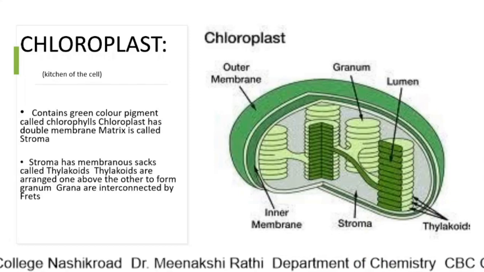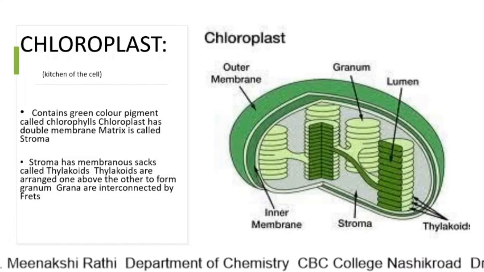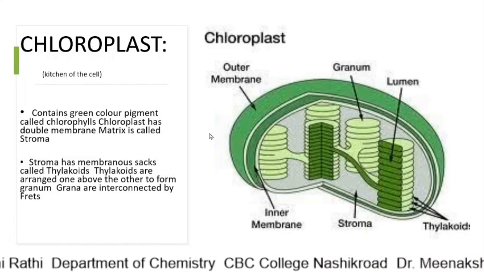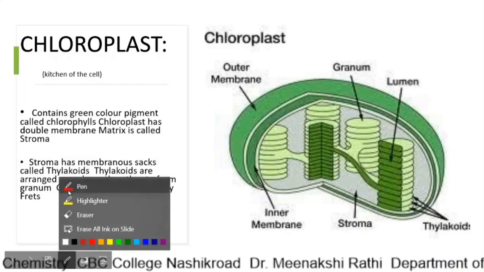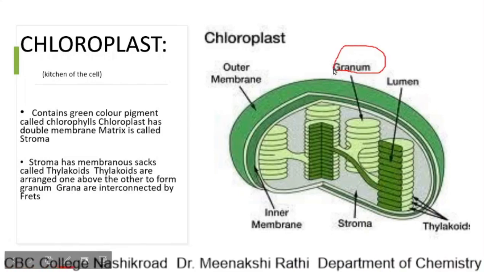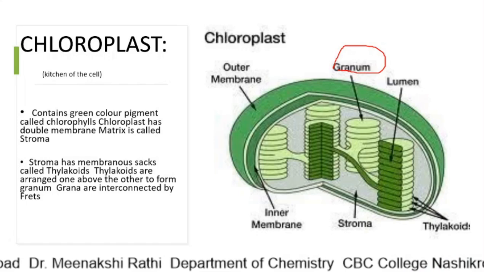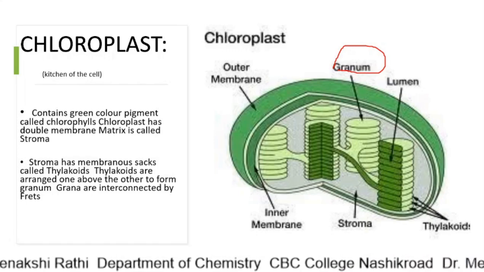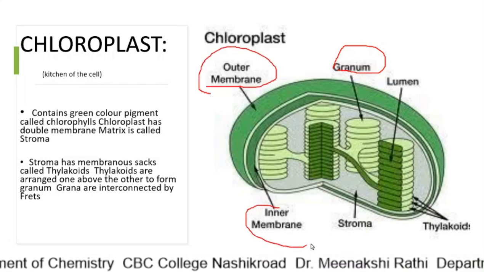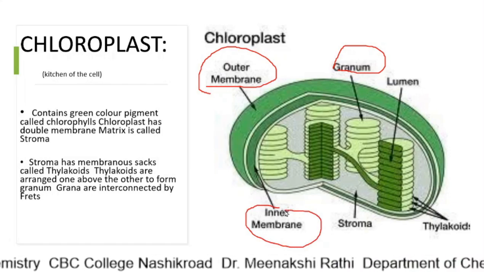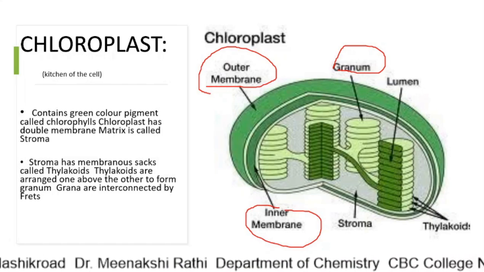So, chloroplast contains three parts: membrane, stroma and grana. You can see the membrane, this is the outer membrane, this is called the stroma, and the third part is the grana. First we will discuss the membrane. Each chloroplast is enclosed by two concentric unit membranes, the outer membrane and the inner membrane. The outer membrane is permeable to small particles, whereas the inner membrane is impermeable.